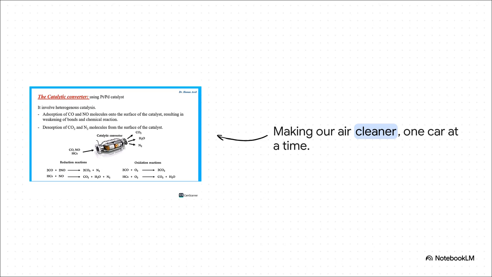All the nasty stuff like carbon monoxide and nitrogen oxides go in one side, pass over that platinum and rhodium surface, and out the other side comes harmless carbon dioxide, nitrogen, and water. That's transition metal chemistry, cleaning our air every single day.